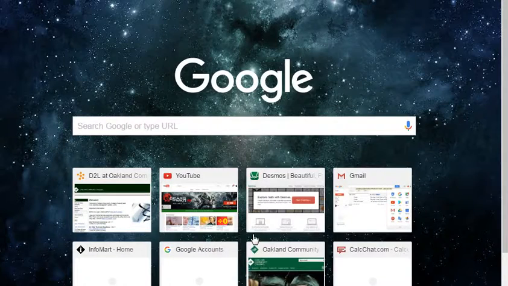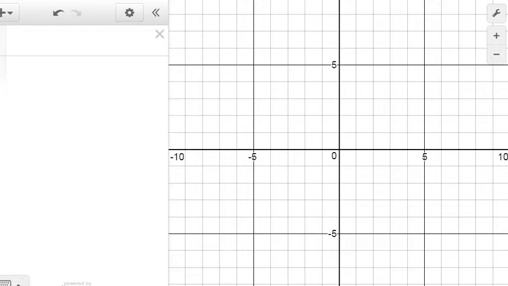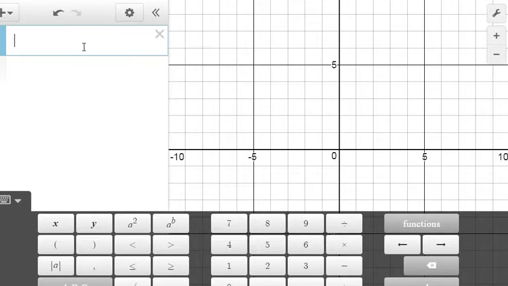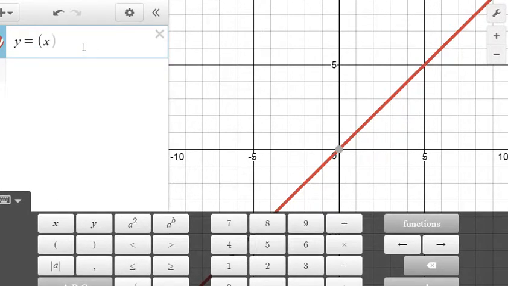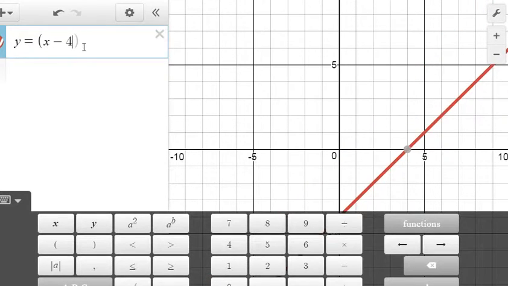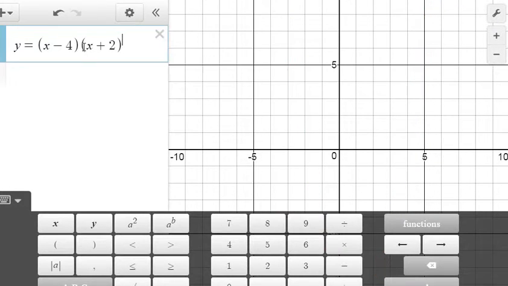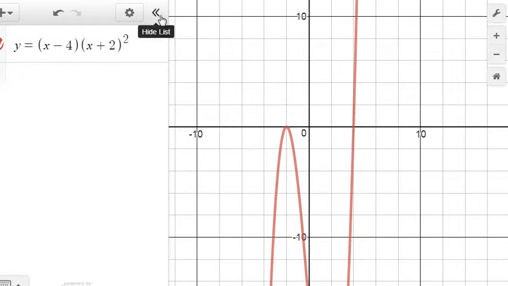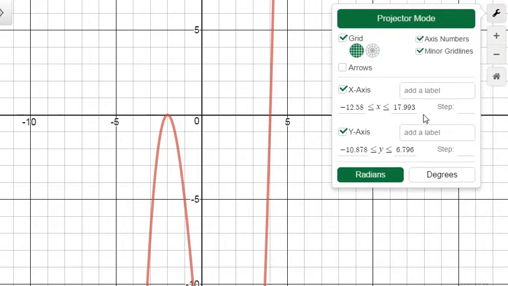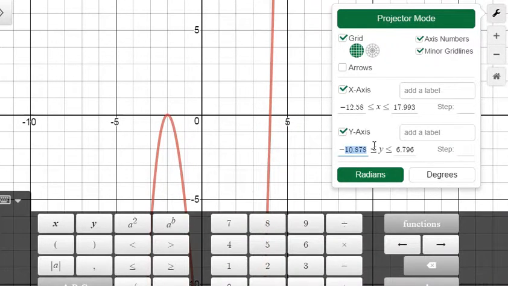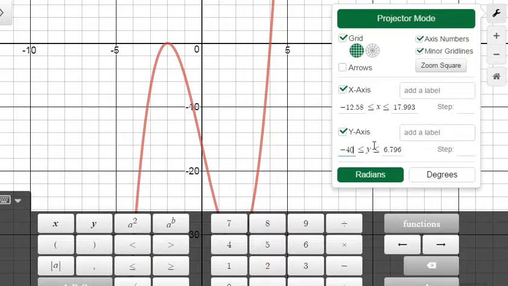Let's take a quick look at the graph and see if the graph confirms what we were suspecting about it. y equals x minus 4 times x plus 2 squared. And let's change the viewing window a little bit. Going to need to go a little bit deeper on the y-axis. So let's go down to negative 40. There we go.